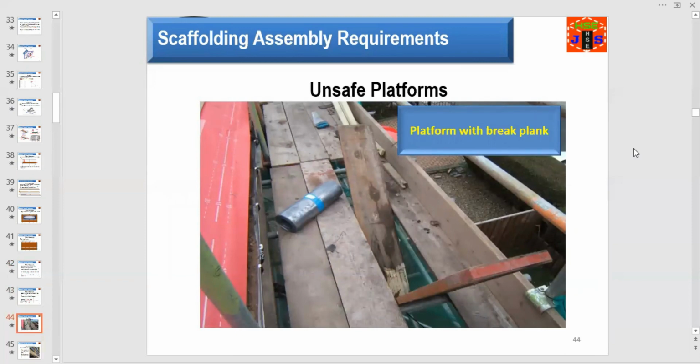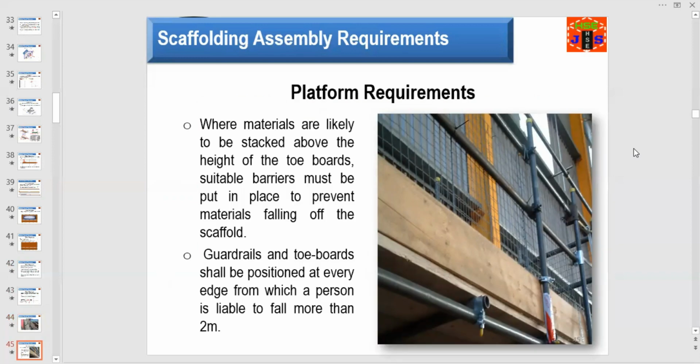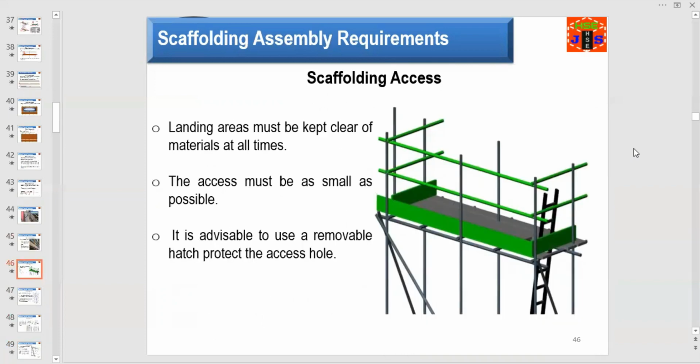Platform with broken or damaged plank, where materials are likely to be stacked above the height of the toe boards. Suitable barriers must be put in place to prevent materials falling off the scaffold. Guardrails and toe boards shall be positioned at every edge from which a person is liable to fall more than 2 meters. We were talking about scaffold platforms, scaffold foundation.